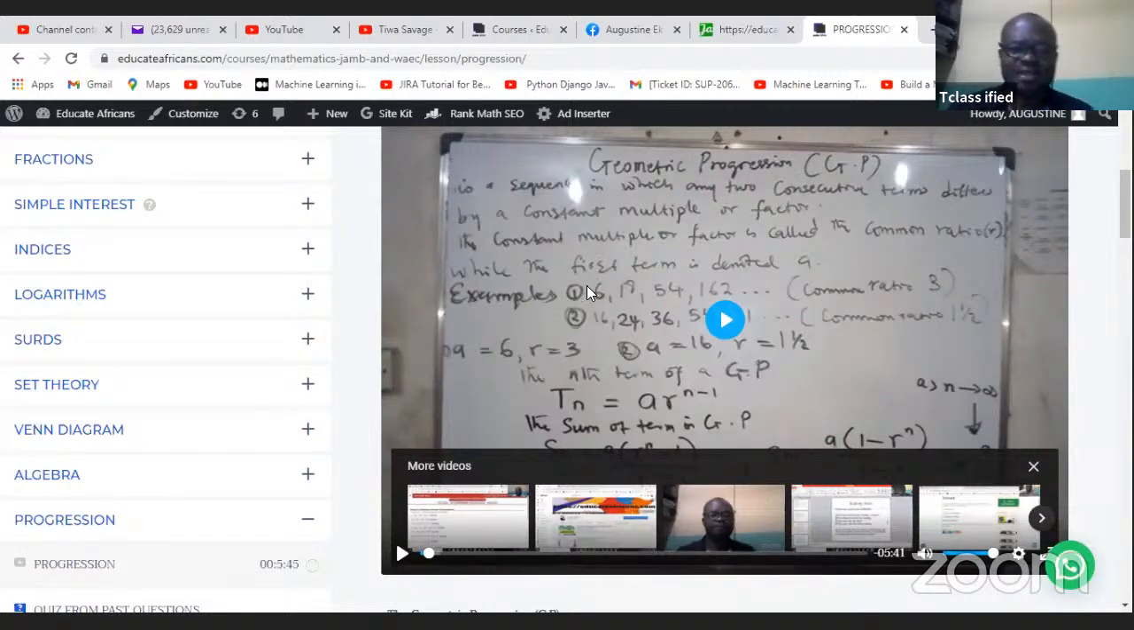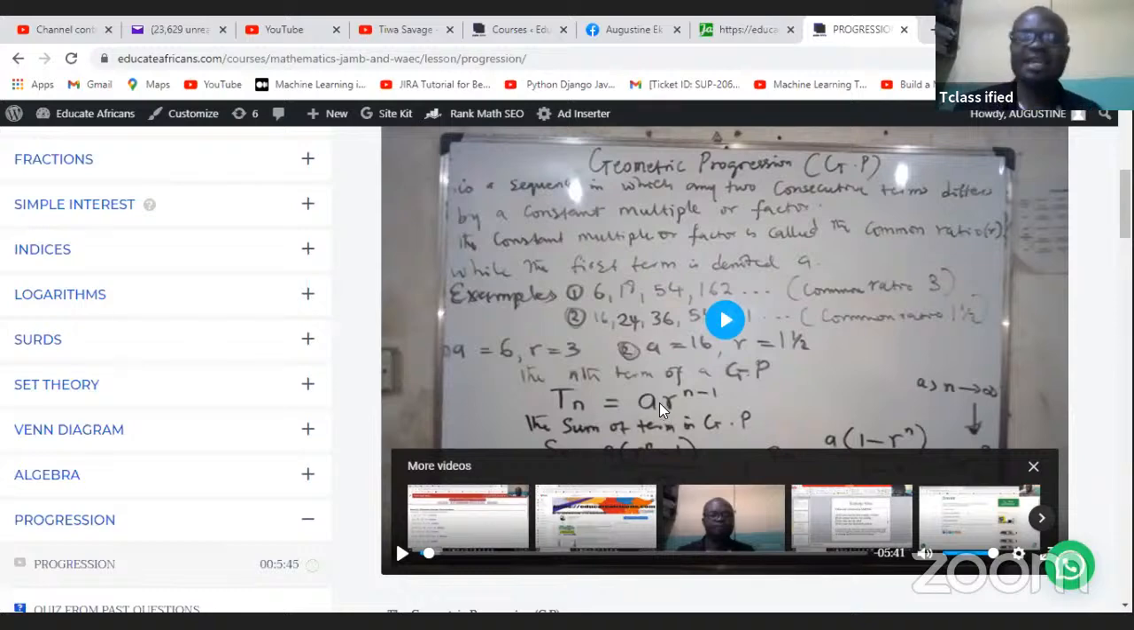And the first term you can get by just noting the first term. So it's as simple as that. Having known how to determine the common ratio and the first term, now let's talk about other important things on geometric progression. Now we'll talk about the nth term of a GP. How do you calculate the nth term of a GP?